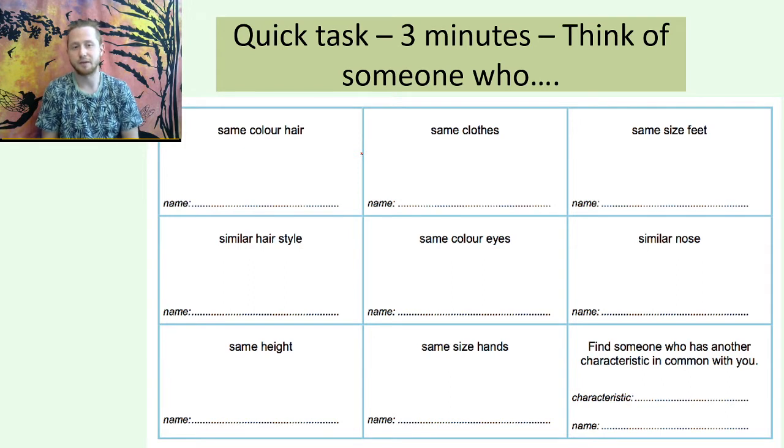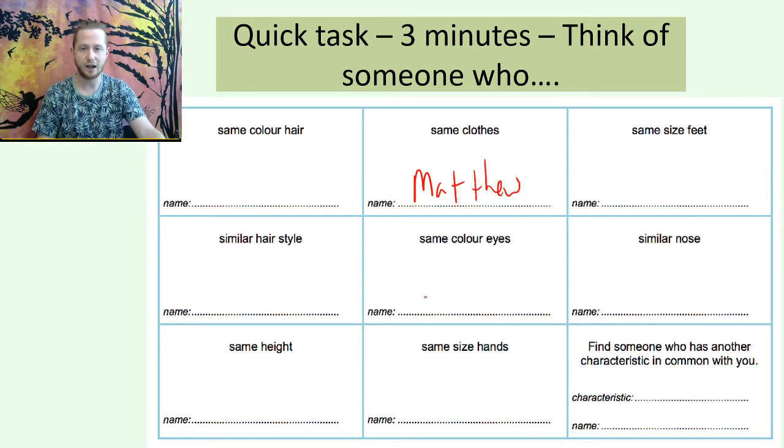Okay, I hope your 3 minutes are up. I'd be really interested to see who you filled in here. Now, isn't it interesting how you may have some people that you've written down in this that were seemingly fulfilling two or more boxes? So, for example, my friend Matthew that we saw before had the same clothes style.